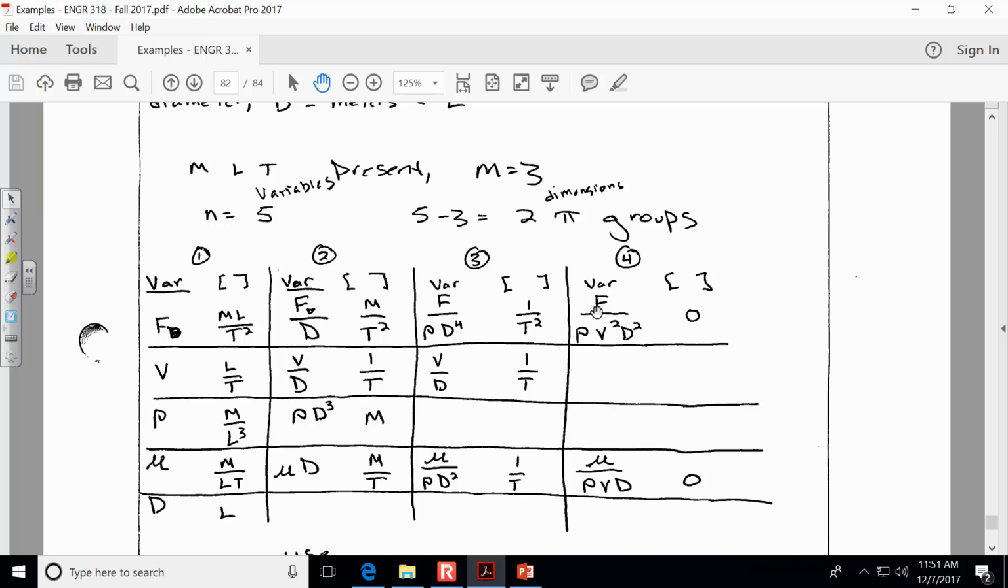Okay, so how would we combine that? Well, we would need to multiply by the inverse of it, and we need to square to do this here in step 4. So we've got variables and the units associated with those variables. So it's going to be F divided by density, velocity squared, diameter squared.